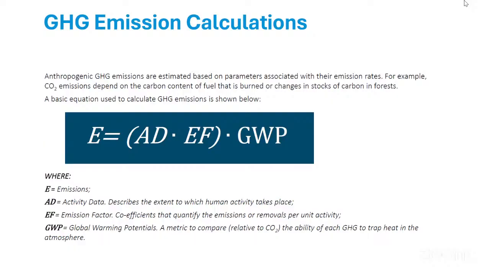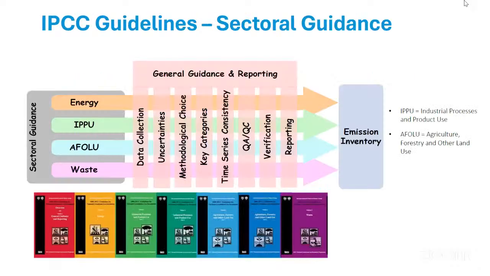And then we multiply that by an emission factor. An emission factor is a coefficient to quantify how much emission volume there is per unit of that activity. And if the gas from that sector is methane or other than carbon dioxide, then to convert it to carbon dioxide equivalent, we multiply by the global warming potential. So this is just a simple calculation that we use.